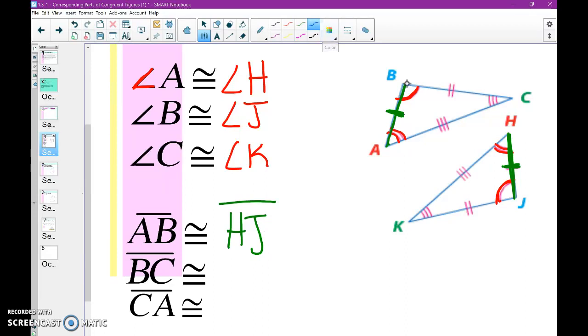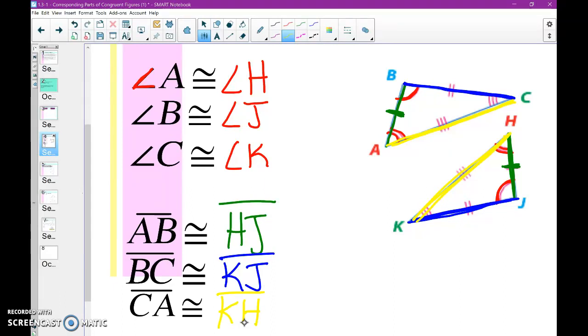We've also got BC. That one's got two tick marks in the side. And on this other triangle, KJ has two tick marks. So I'd say that those two are congruent. And let's go with yellow. And then we've got triple tick marks here and triple tick marks here, which means that CA is congruent to KH.